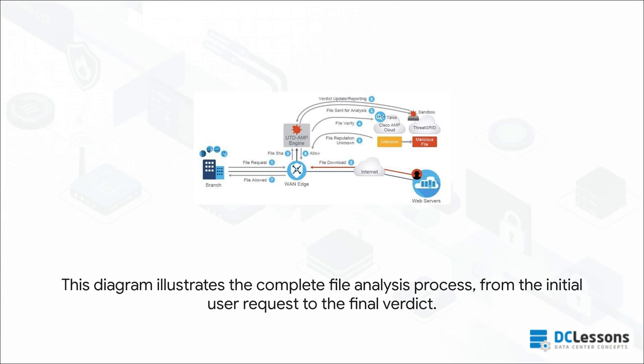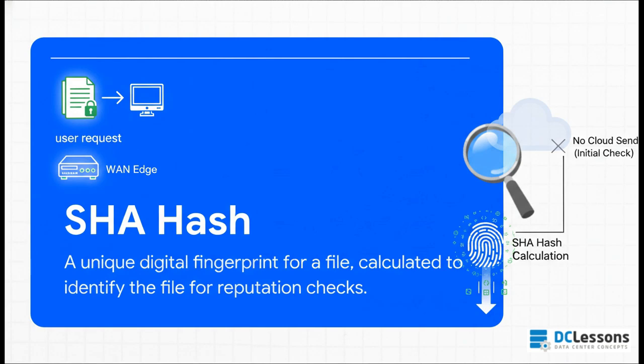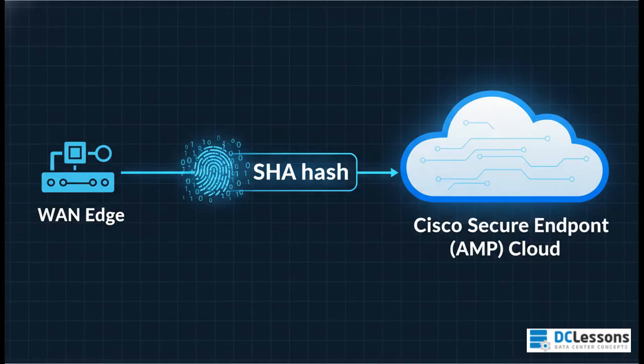Let's walk through it. The whole thing kicks off the second the user tries to download a file. As it starts coming through, the WAN edge device intercepts it and calculates a SHA hash. Just think of that as a unique digital fingerprint for the file. The beauty of this is its efficiency. Instead of sending a massive file up to the cloud, it only has to send this tiny little fingerprint for the first check. So the WAN edge takes that fingerprint and shoots it up to the AMP cloud.